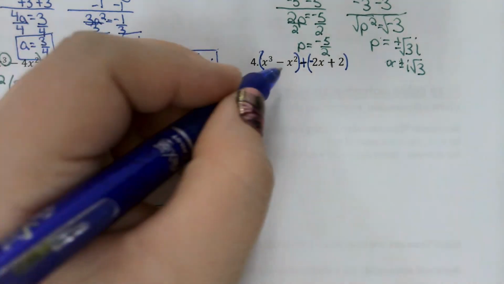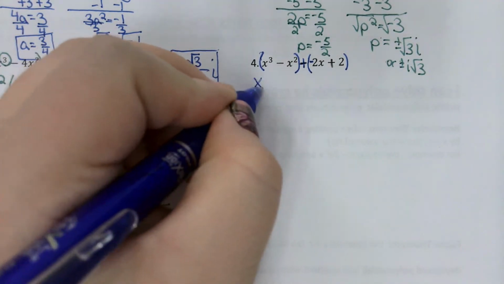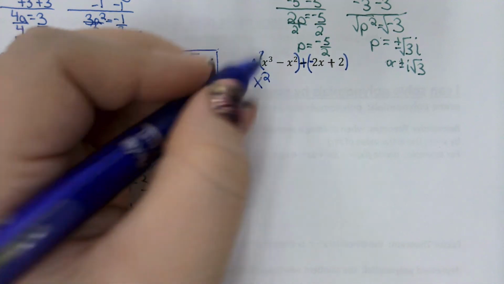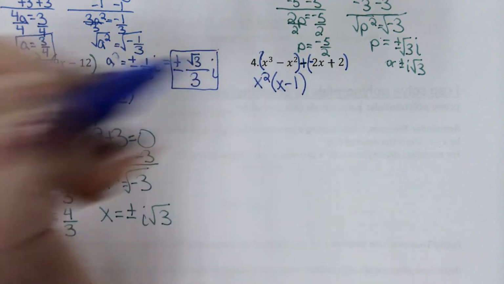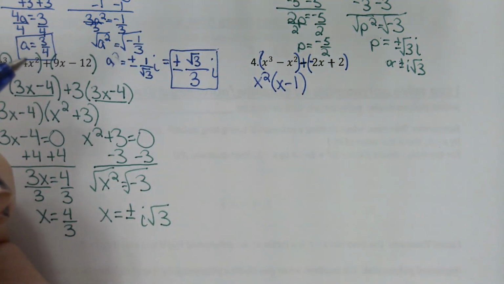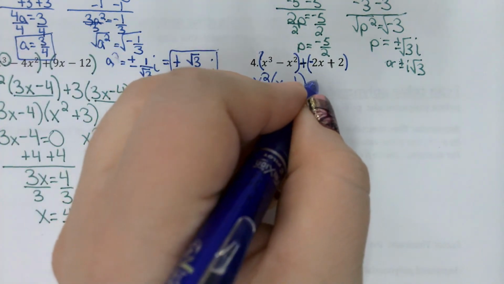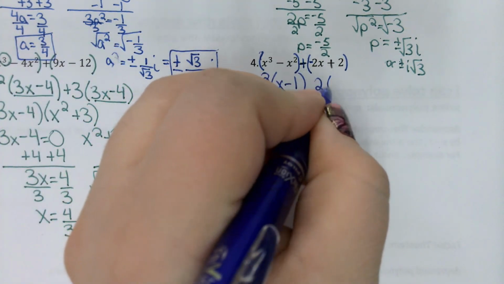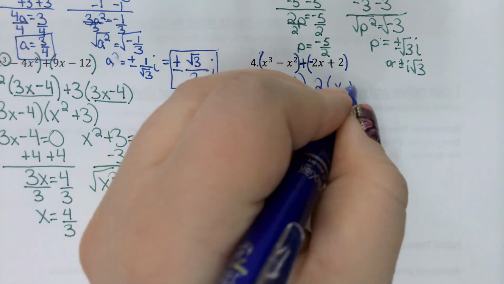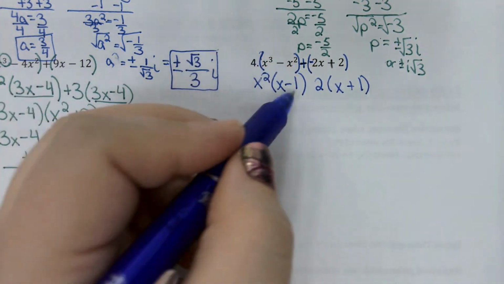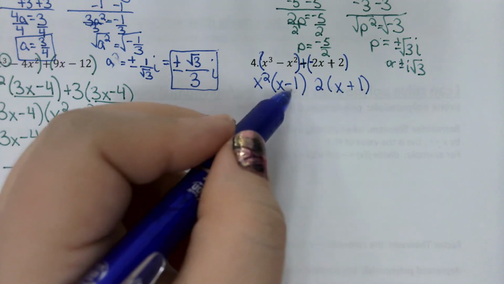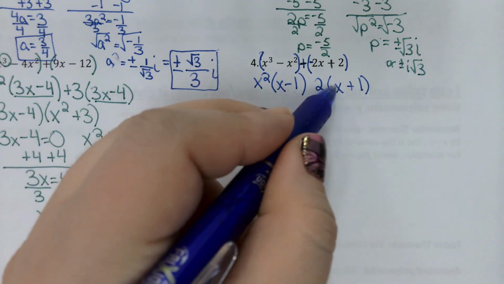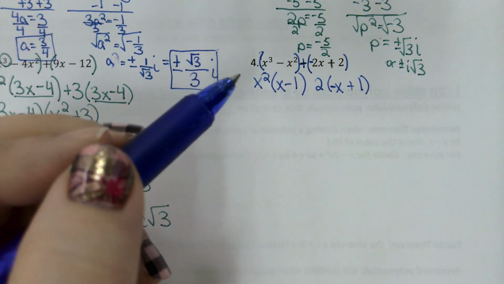What can I take out of the first grouping? An x squared, leaving us with x minus 1. The second grouping, if I just took a 2 out, I would be left with x plus 1. And they don't match. Here's where I was giving you the hint earlier, that if the signs are what's wrong, oops, that would be left with negative x plus 1.